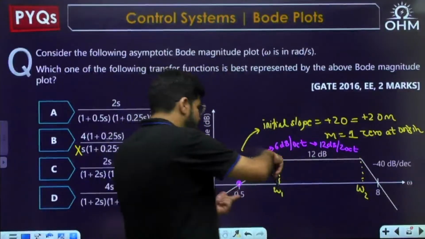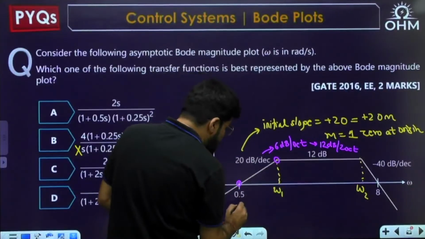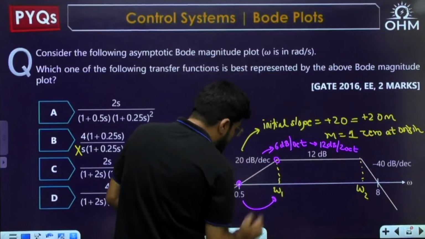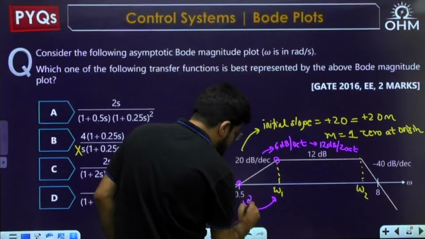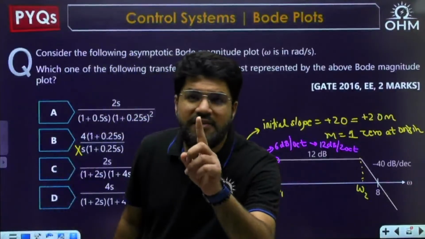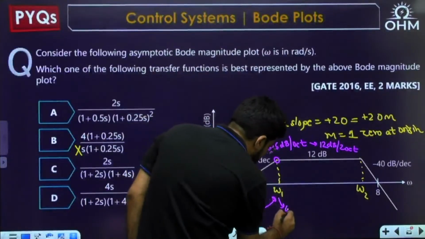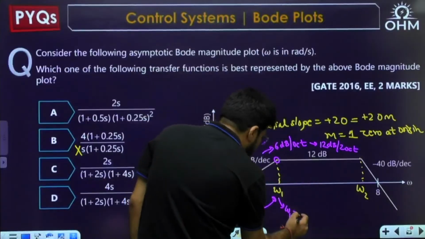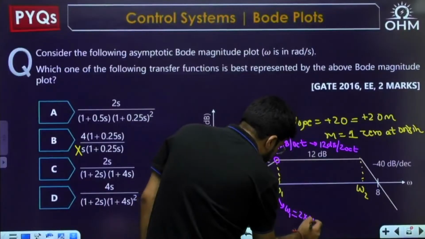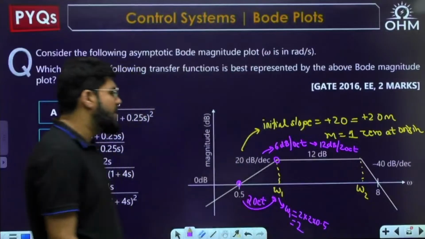Between these 2 points, how much is the magnitude change? 12. So how much should the frequency change be? The frequency change should be 2 octave. And what is 1 octave? Octave means a factor of 2, as I explained. So omega 1 is 2 octave, that is 2 into 2 into 0.5, which makes it 2. Omega 1 is 2.